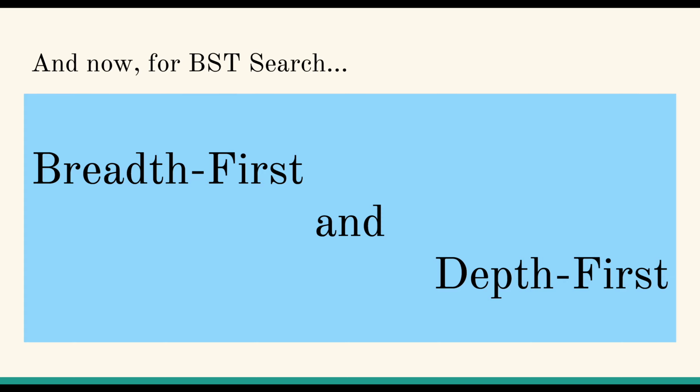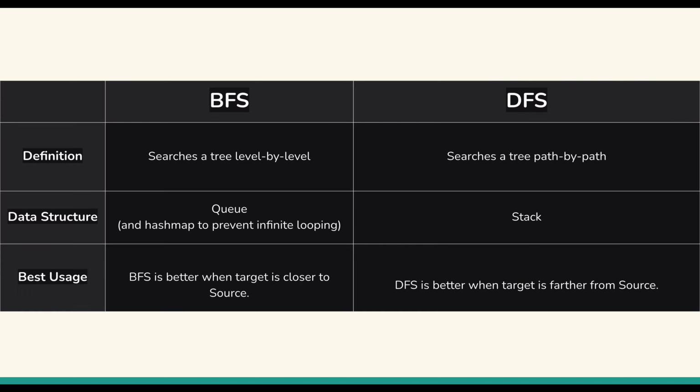So now we can talk about breadth first and depth first search. So BFS stands for breadth first search. DFS stands for depth first search. So a breadth first search searches a tree level by level. So you start at the root, level 0. Then you go to the next level, level 1, you check all of its children. You go to level 2, check all of those children, right? So you're going level by level.